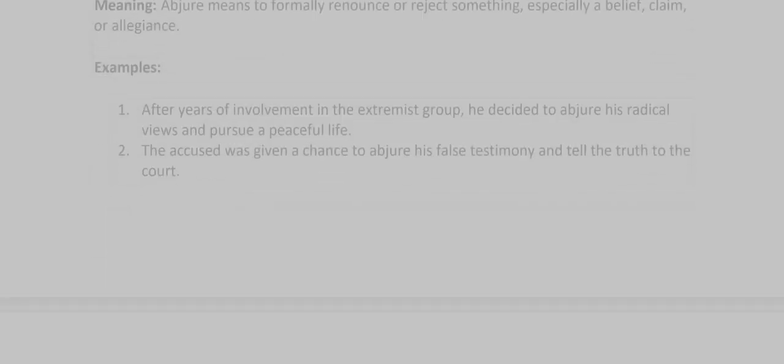Meaning: abjure means to formally renounce or reject something, especially a belief, claim, or allegiance. Examples: 1. After years of involvement in the extremist group, he decided to abjure his radical views and pursue a peaceful life. 2. The accused was given a chance to abjure his false testimony and tell the truth to the court.